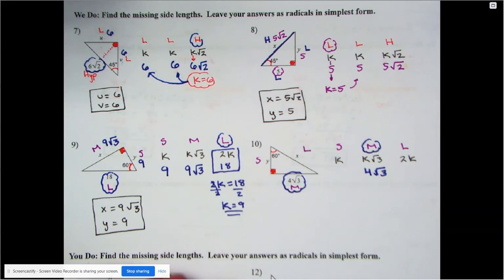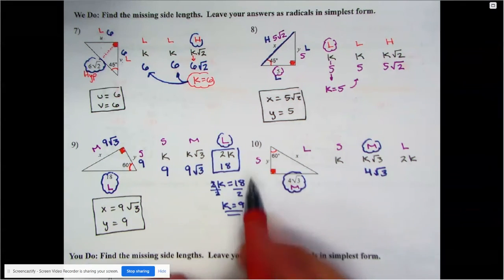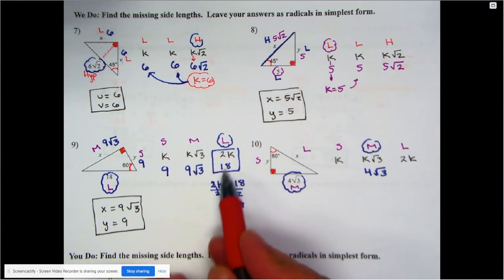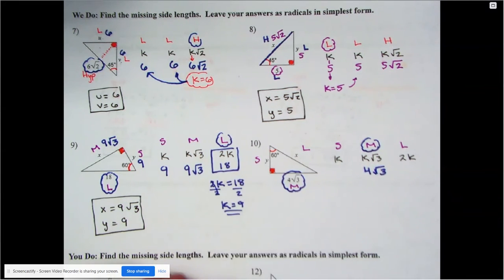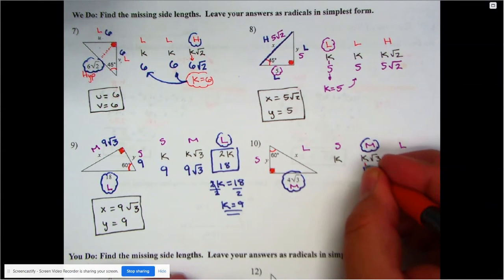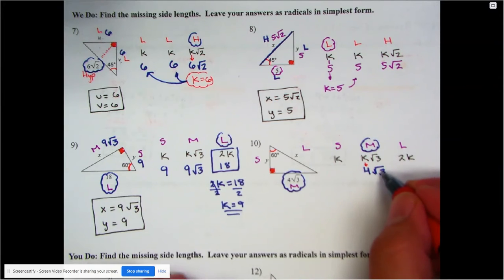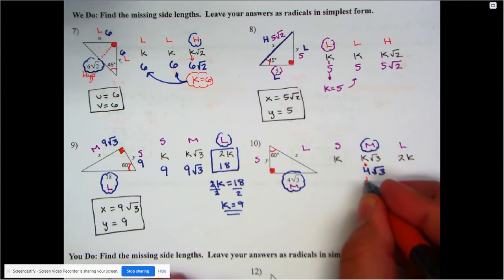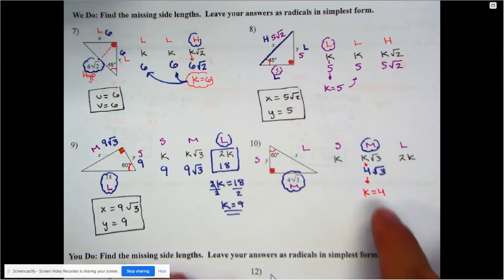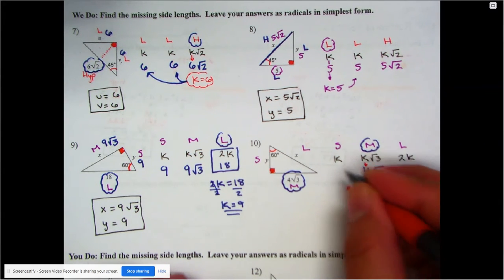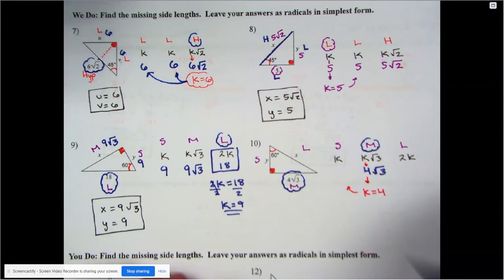But you see, we don't have to do what I did over here. Remember, over here we were dividing by 2 because 2K was 18. We don't need that on this one. Check it out. There's the radical 3. So that means your K must be that number 4. So now everywhere I see a K, I'm going to put in a 4. I see a K right here. Then I'm going to put the number 4.